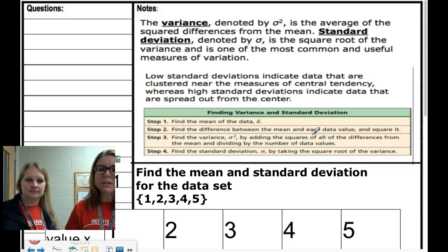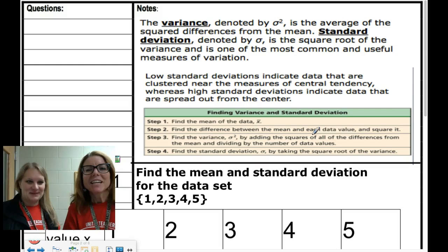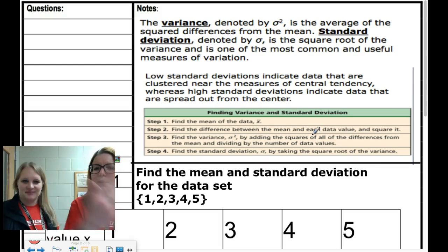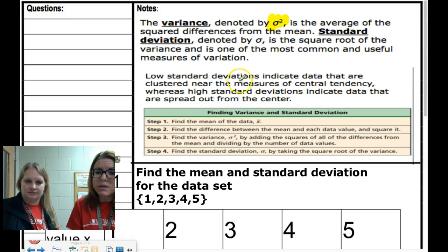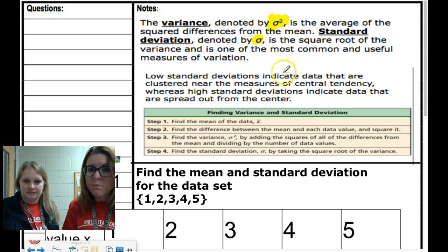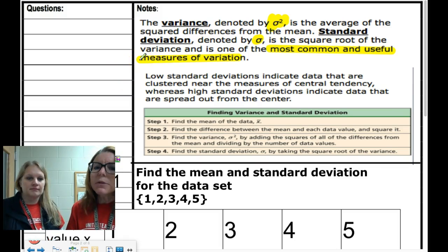And on the next page, here we go. The variance, and there's your symbol, denoted by sigma squared, is the average of the squared differences from the mean. Standard deviation is the square root of the variance, and is one of the most common and useful measures of variation. Now let's talk about this.